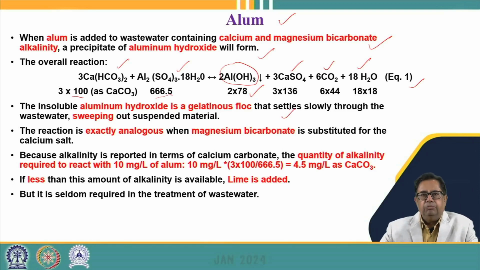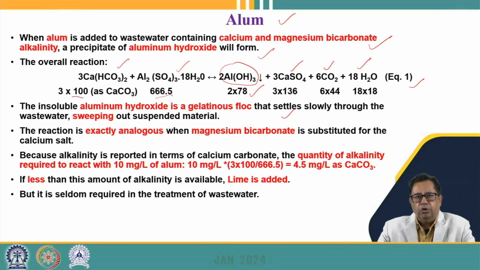So this aluminum hydroxide precipitate that is formed, it forms a gelatinous floc and basically settles down very slowly. So it also sweeps the suspended material. So it not only removes the soluble matter which is present in the water or wastewater, but it also removes the suspended material by the sweep flocculation process.